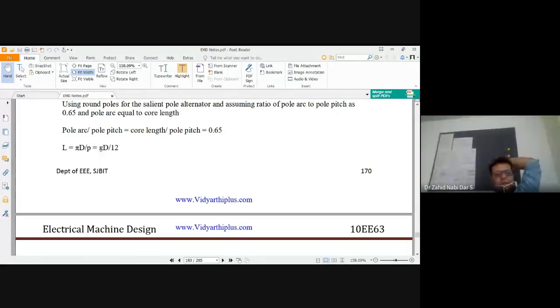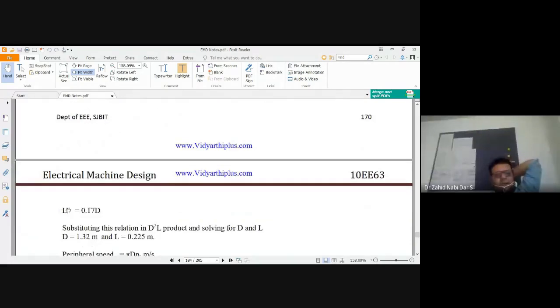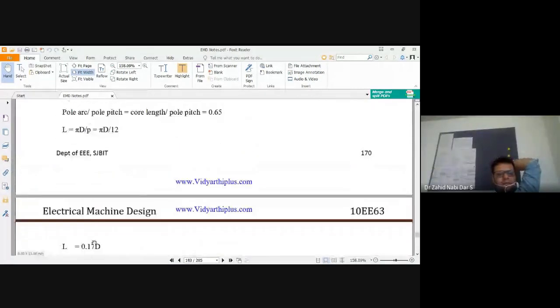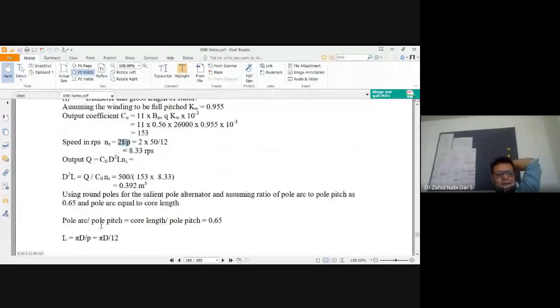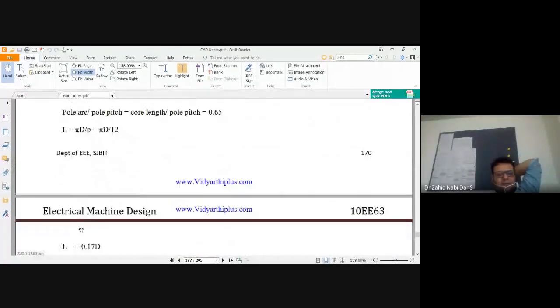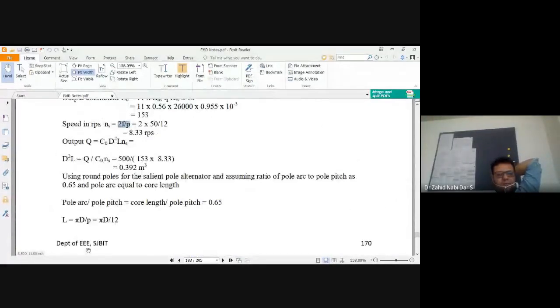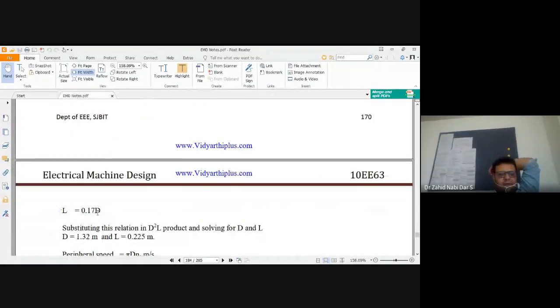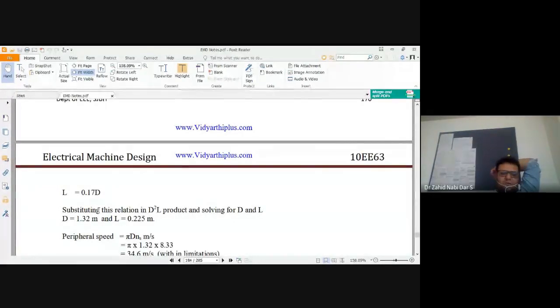So pi is 3.14 divided by 12 into d. So you can get the ratio of length in terms of 0.17 d. Now you have 0.17 d here, and the length you can express in terms of d. So d square into 0.17 d is equal to 0.392. You can get the value of length. Once you get the value of length, you get the d value as well as the l value.